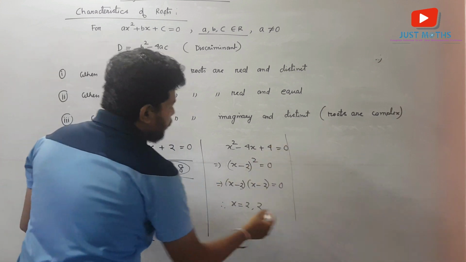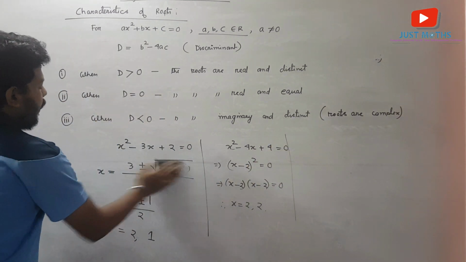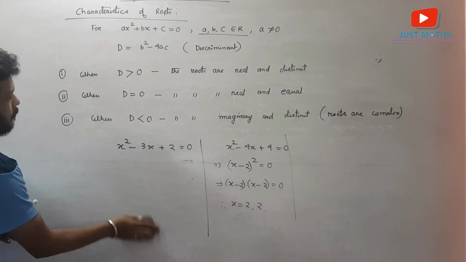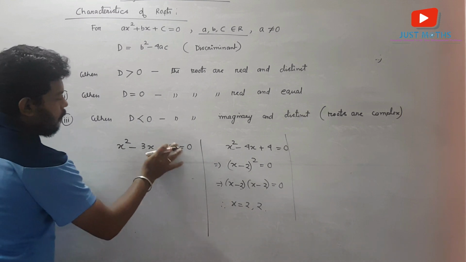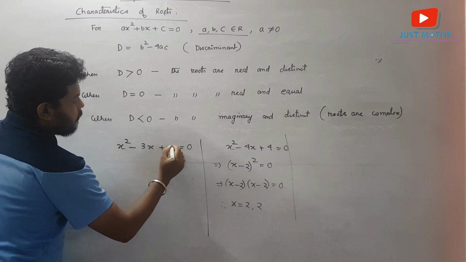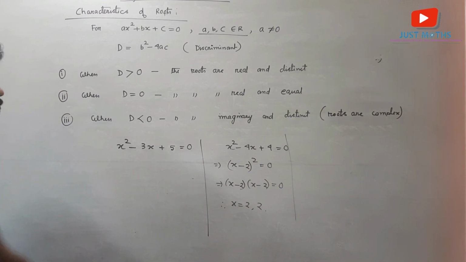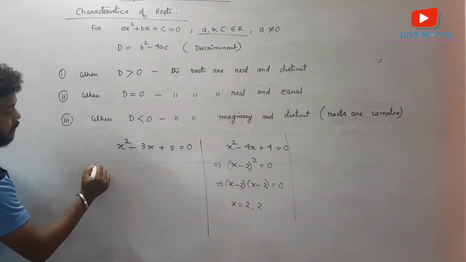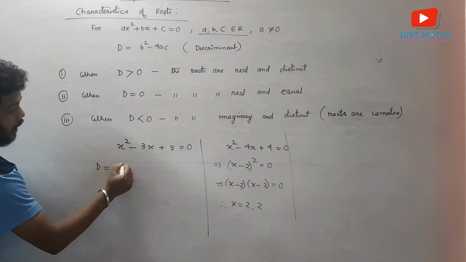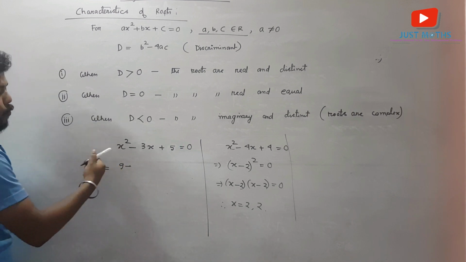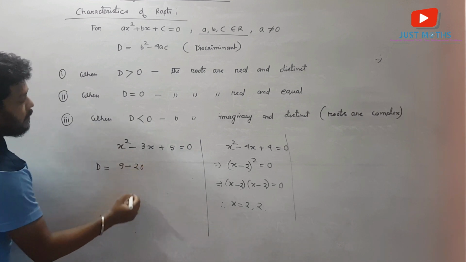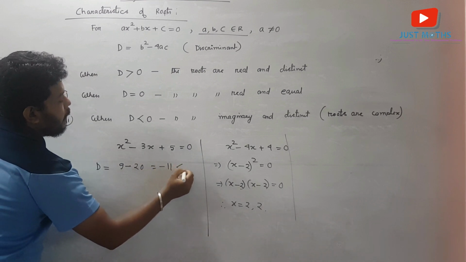For example, if I take x square minus 3x plus 5, we will have discriminant equal to b square, 9, minus 4ac, 4 into 1 into 5, 20. This is minus 11. Now this is negative.